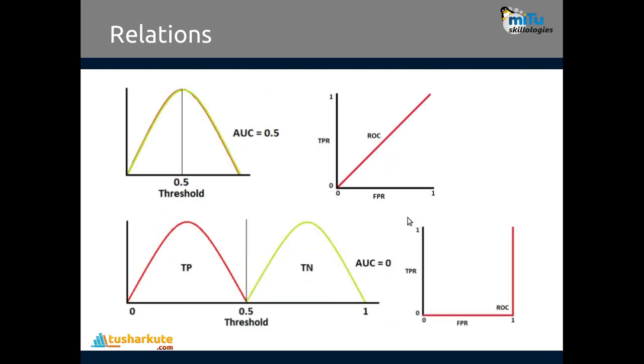Now see, both are on each other. So AUC will be 50% and we'll have a straight line presented here. So 50% is above, 50% is below, in this way when AUC is 0.5.